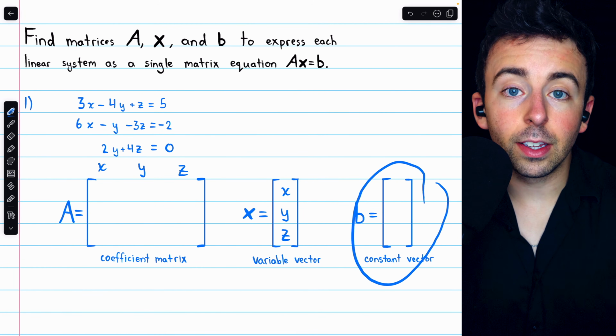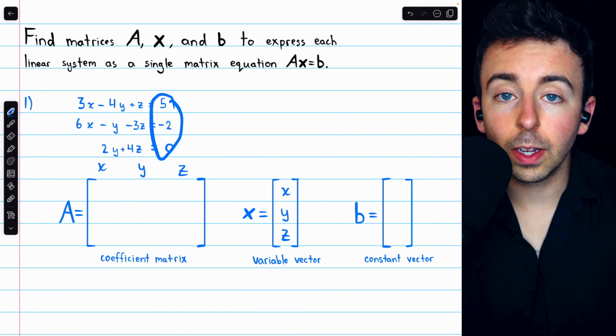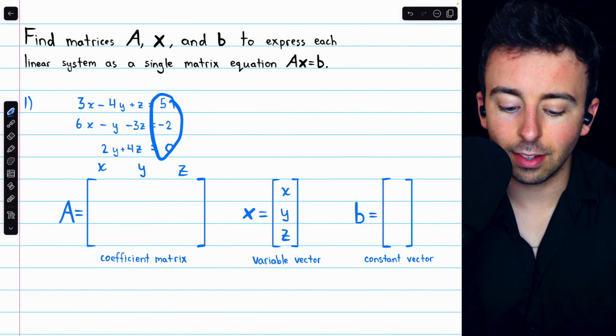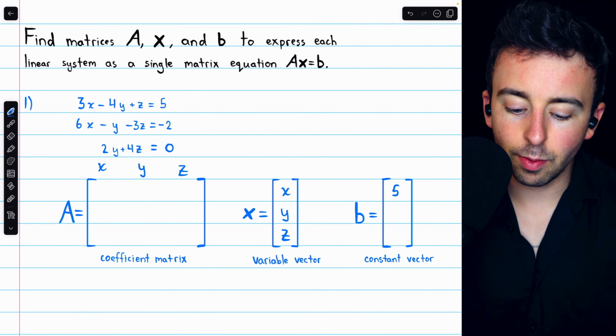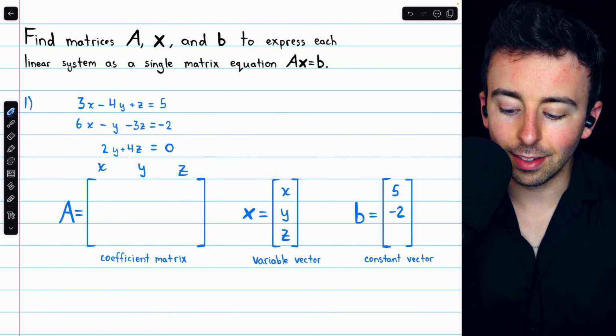The constant vector is also easy. We just store the constants. The constants, which are on the right side of the equations, are 5, -2, and 0.